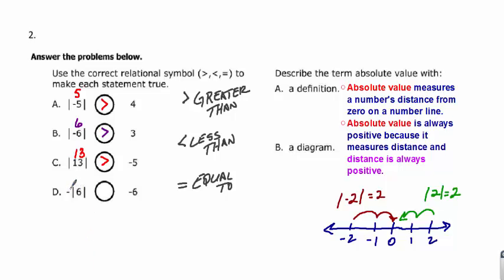Now, this is a little bit tricky, so you probably got this right, but just in case, really listen closely. So this time we're looking at the opposite. Whenever we see a negative outside, we say the opposite of the absolute value of 6. So I know that the absolute value of 6 is 6, and then I need to bring down that opposite sign. So now I have negative 6 compared to negative 6, and that will be equal to.